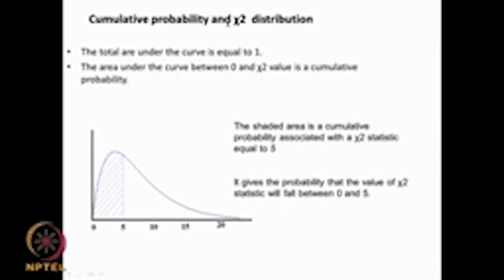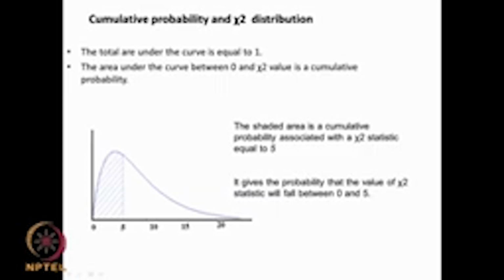So, we can get the cumulative probability also. The total area under the curve is equal to 1, generally it is put that way, and the area under the curve between 0 and a chi-square value is the cumulative area. The distribution generally looks like this with a long tail, because as I said it has positive skewness. Here it rises very fast and then it falls down and then it keeps on going.